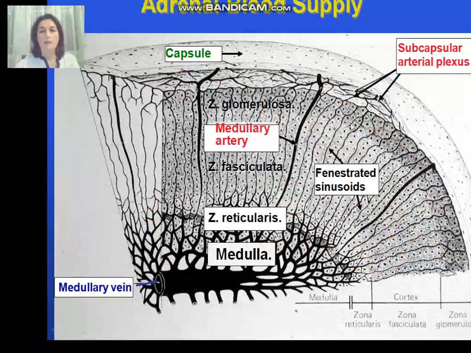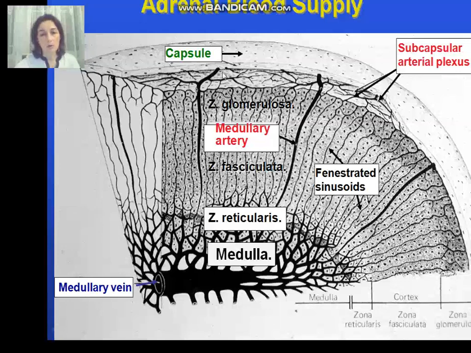Now we are coming to the blood supply. Adrenal gland blood supply has its own specificities. The blood vessels enter the suprarenal cortex through its capsule. There are three pairs of arteries: superior, middle, and inferior adrenal arteries. Each of them has its own source. The superior one is a branch of the phrenic artery, the middle one a branch of the abdominal aorta, and the inferior one is a branch of the renal arteries.